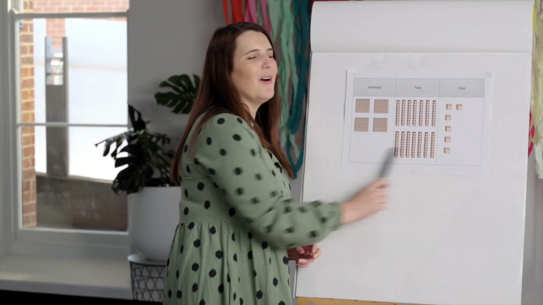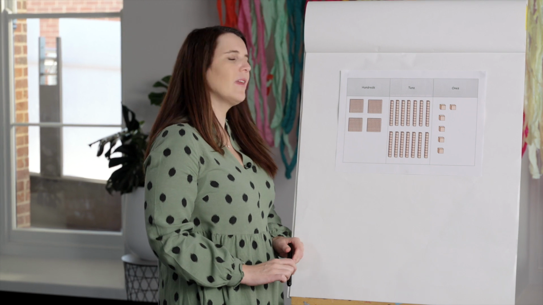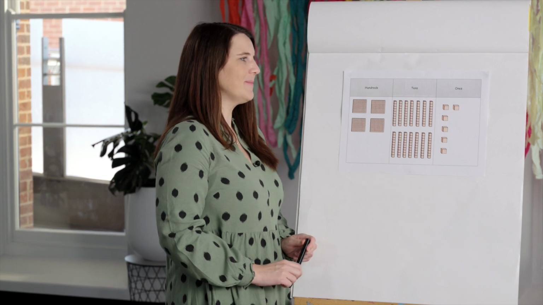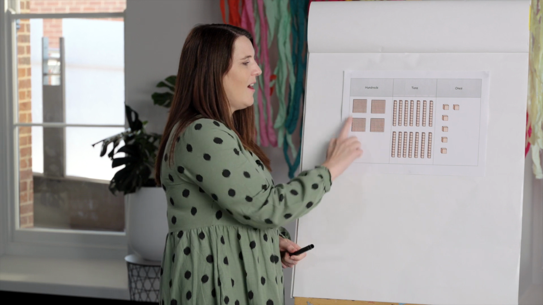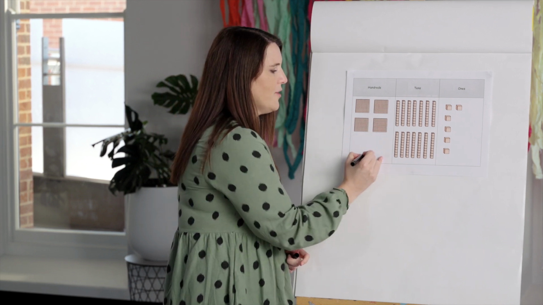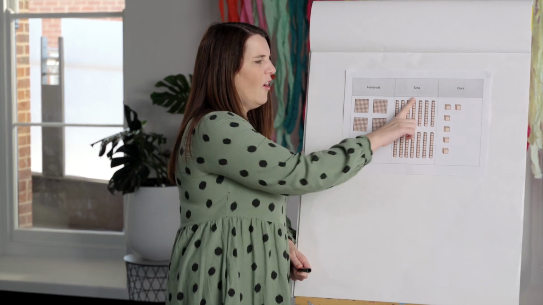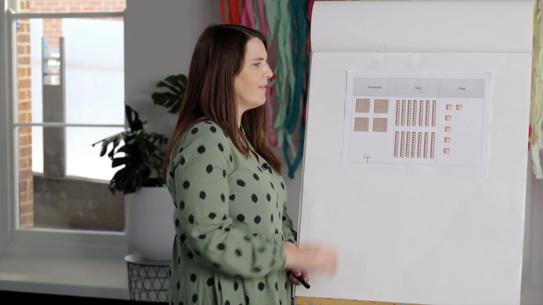Here we have a number on our place value mat. What can you see? Do you know what number we have? Let's have a look together. I can see that I have 4 hundreds. Over here in my tens, it looks very full. It's different to what it normally looks like. I wonder how many I have.